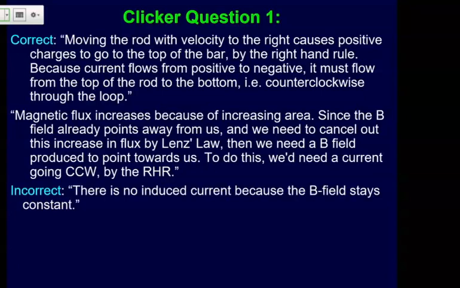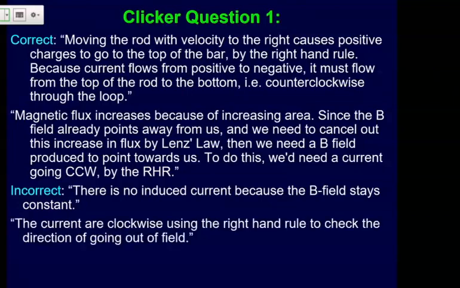Now incorrect, so here's a good thing to think about. So there is no induced current because the B field stays constant, right? So there's 2 things that are magnetic flux. It's the B field, but it's also that area, okay? And so it's how much B field lines, magnetic flux is going through your loop. And so there's other ways for that to change besides just changing the magnetic field. So you got to be careful.